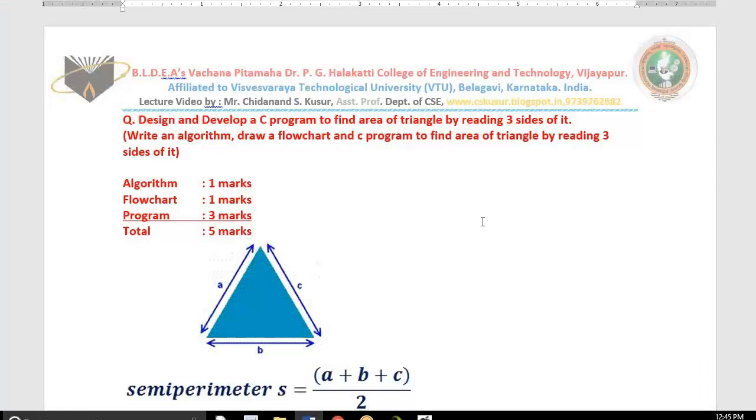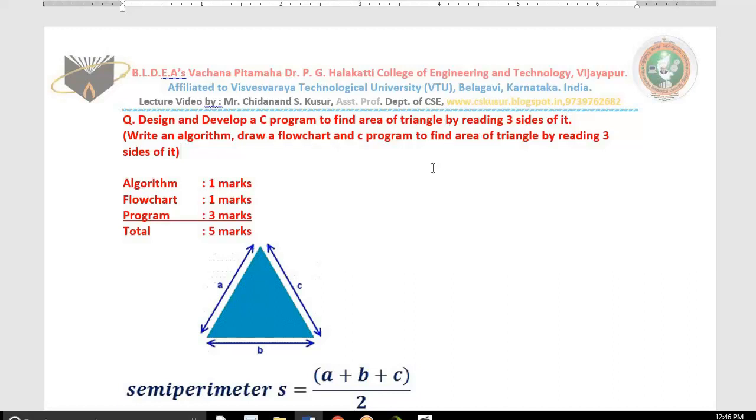In today's class I teach you one more simple C program to find area of triangle by reading three sides of it. In VTU examination you may get a question like this: design and develop a C program to calculate or to find area of triangle, but the condition is that you need to read three sides of it in order to calculate the area of triangle.